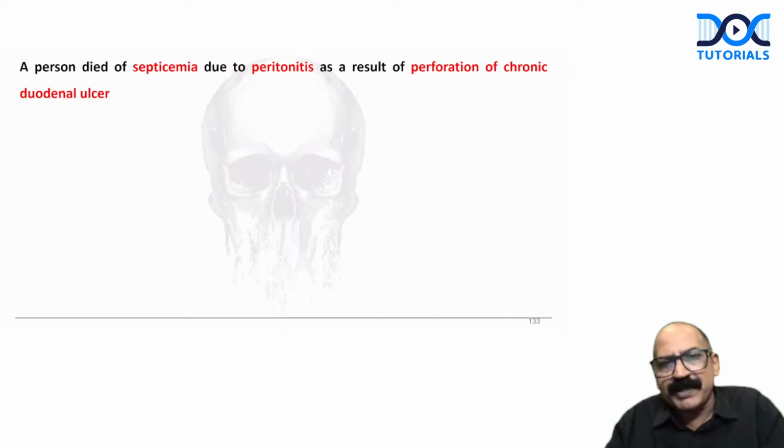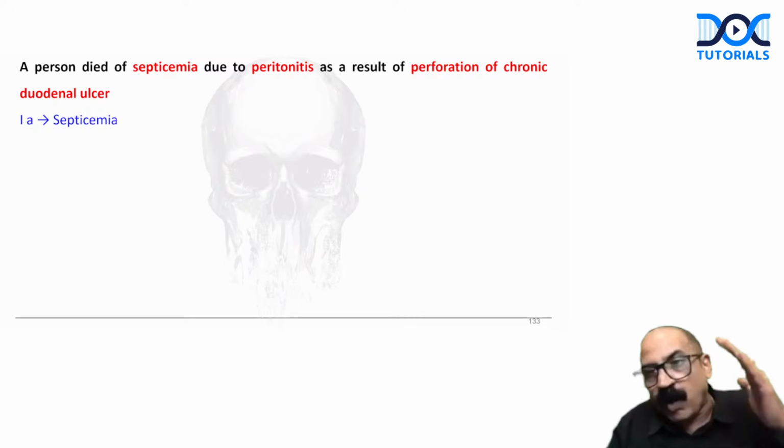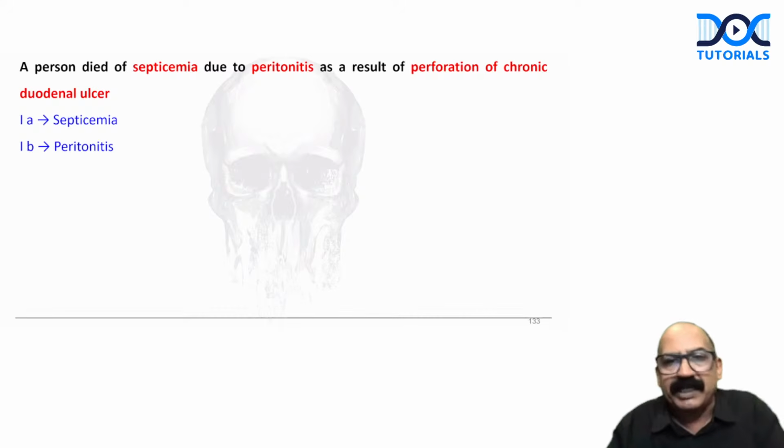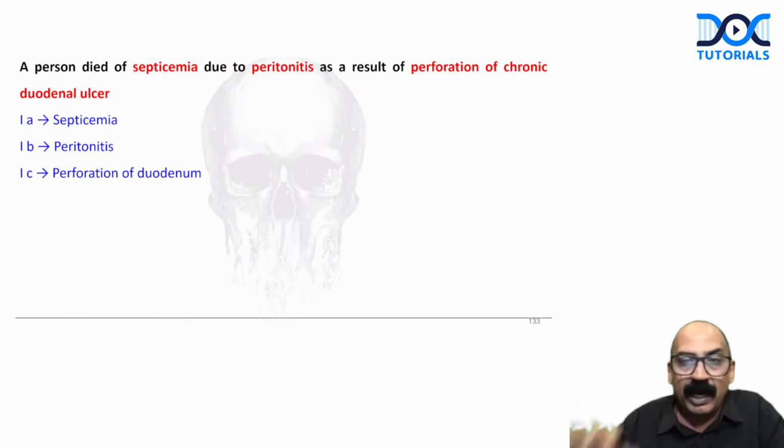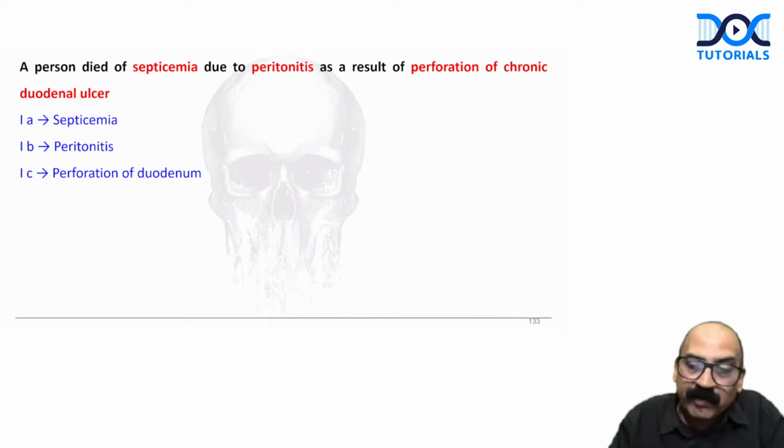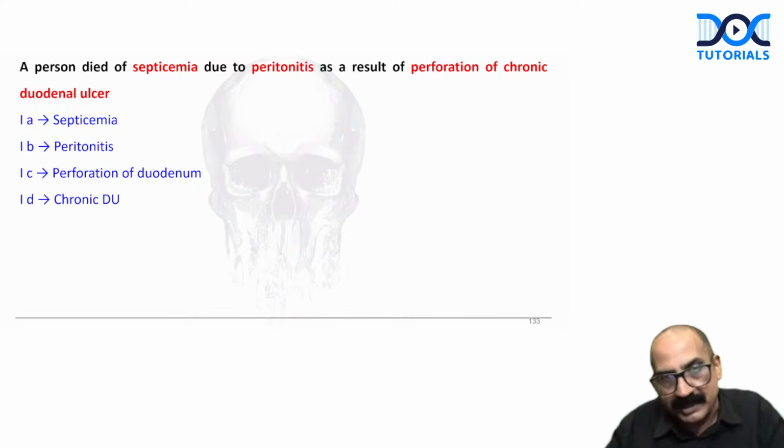A person died of septicemia due to peritonitis as a result of perforation of chronic duodenal ulcer. What comes last? Septicemia. He died due to septicemia. 1A. 1A is due to what? 1A is due to peritonitis. Peritonitis is due to what? It is due to perforation of the chronic duodenum. And why is it perforated? Because he suffered from chronic duodenal ulcer.